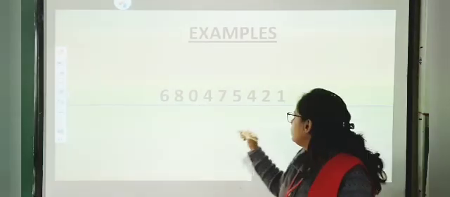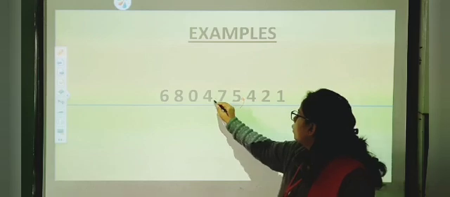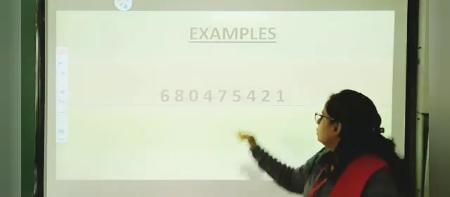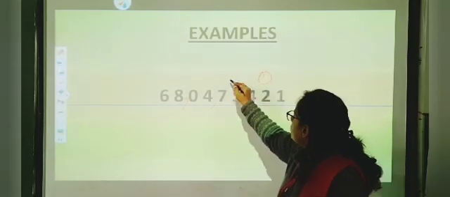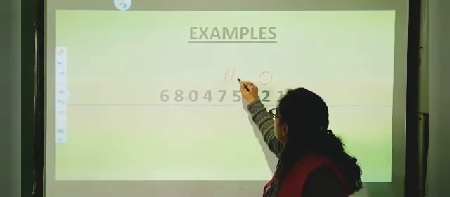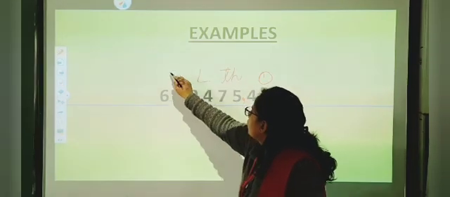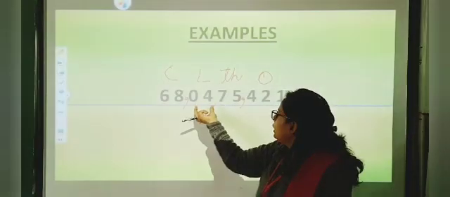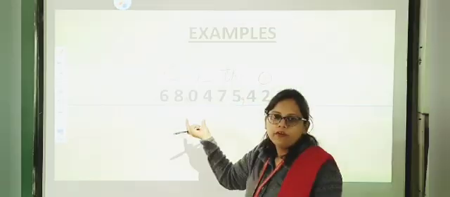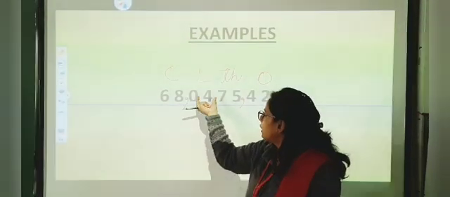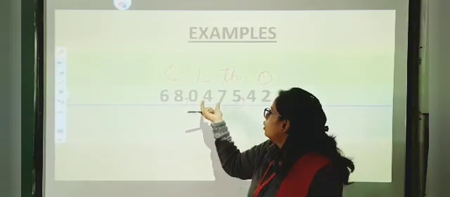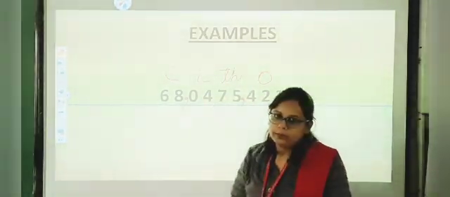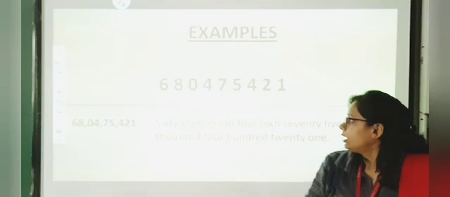What if there is a 0? First of all you have to put the comma from the right side after 3 digits and then 2 digits. First write the group names, that is ones, thousand, lakh and crore. So 68 lies in the crore group, and here in the lakh group there is only 4. So you can't say 04. There is only 4. So you have to read it as 4 lakh and then 75,421. So children, that's all for today.